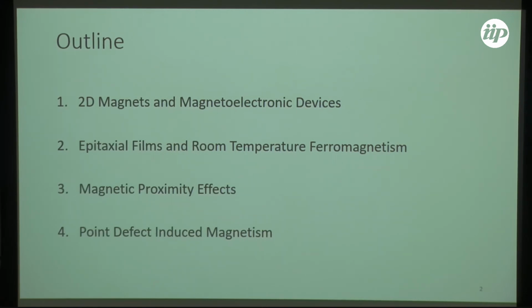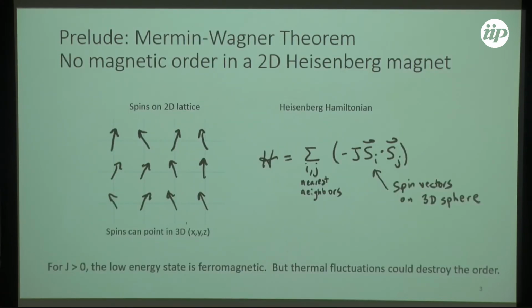Okay. So, I'm going to start with a prelude for students because there's a very famous theorem about 2D magnets called the Mermin-Wagner theorem. So it's good for students to know this. And I hope I do a correct job of it. Okay. So here's the prelude. The theorem is that there's no magnetic order in a 2D Heisenberg magnet at finite temperatures. Right? At 0 temperature, it's okay.